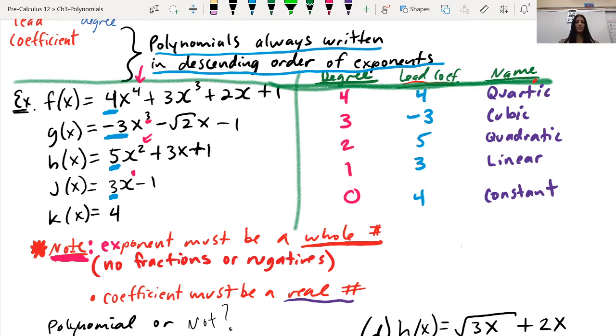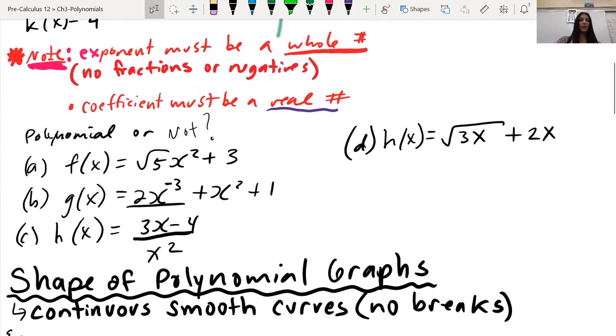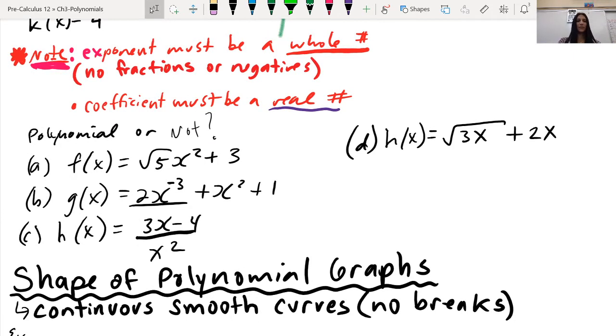But most of the numbers we work with are real numbers. So let's get to some examples. We want to figure out for these next few examples if this is a polynomial or not. We can just go through and write yes or no.